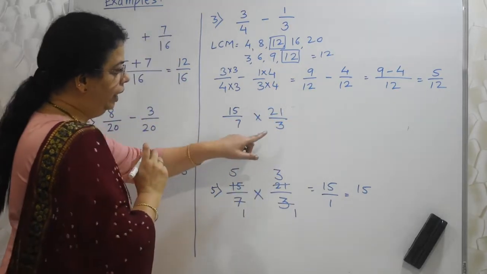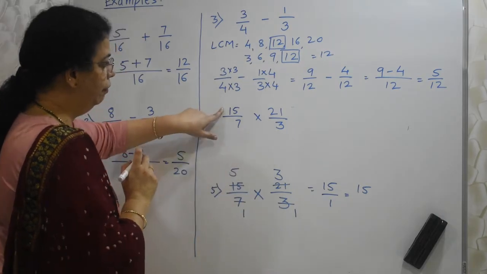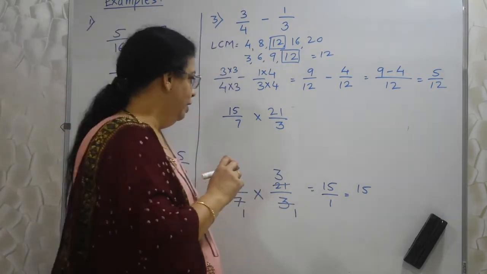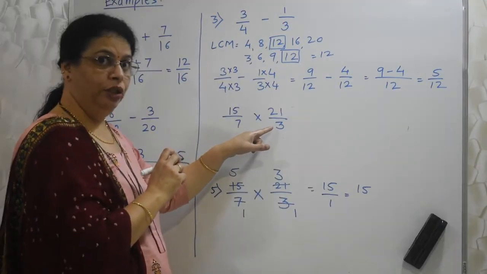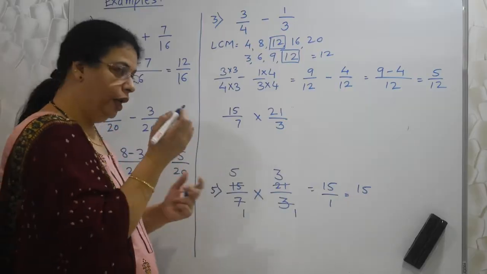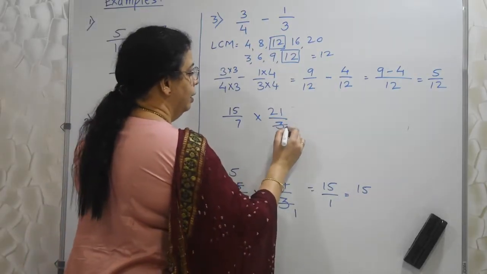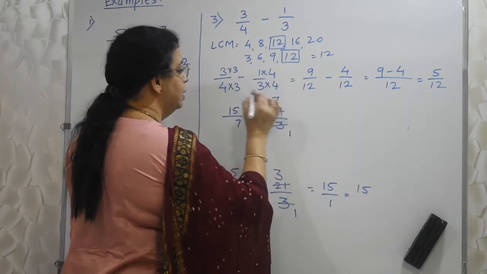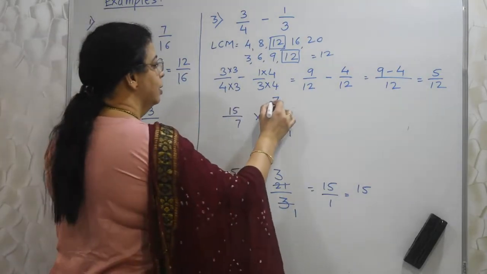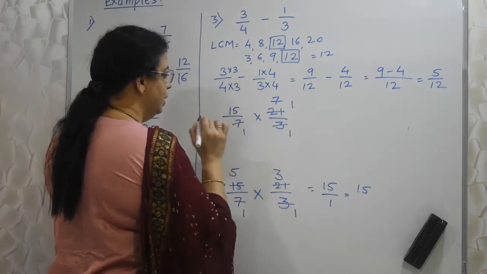See, last time what I did, 3 ones are 3, 3 fives are 15, because in 3's table, 15 comes, right? But I know in 3's table, 21 also comes. So why can't I do this? Okay, we'll do that. 3 ones are 3, 3 sevens are 21. Now 7 here, 7 here. 7 ones are 7, 7 ones are 7.